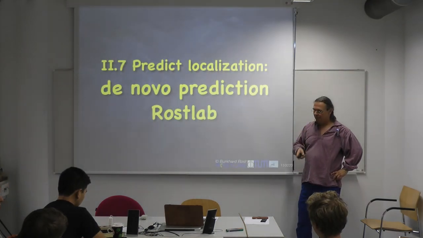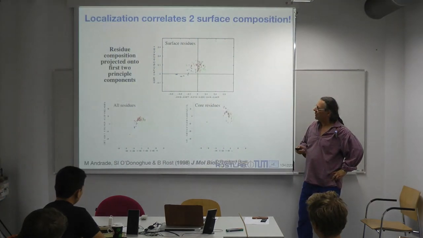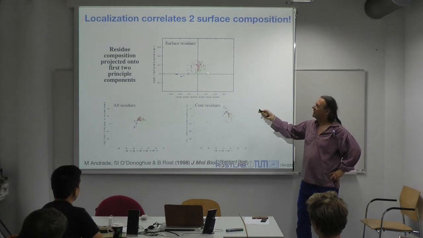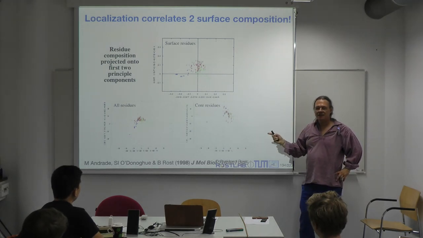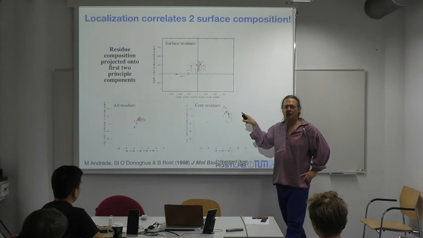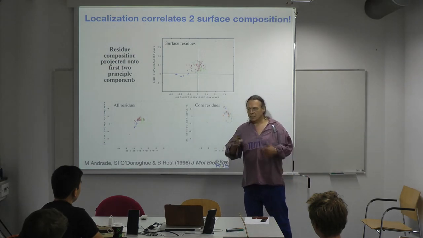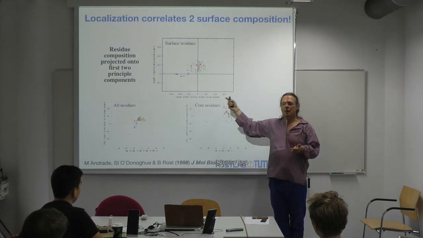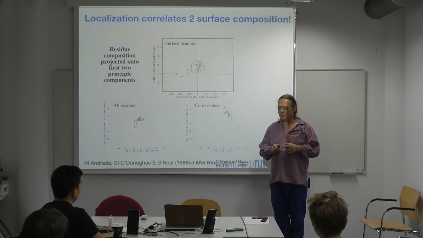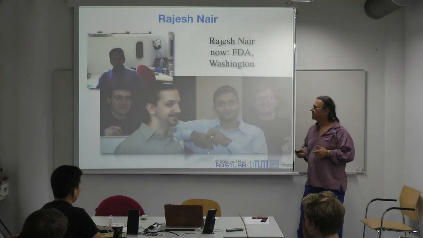Okay, back again to what I said before, surface is getting the signal. If that is getting the signal, how can I derive a machine learning device that uses it? So the simplest would be amino acid composition. Now we essentially would use more than amino acid composition. We would use surface composition.